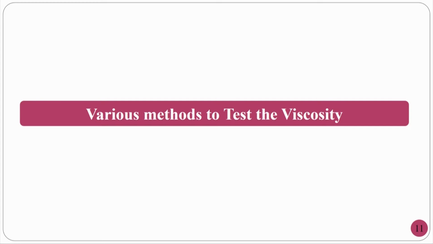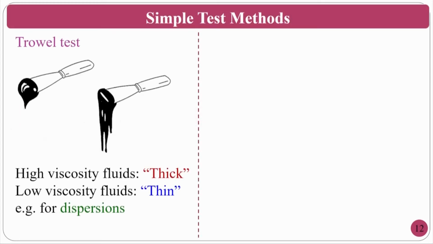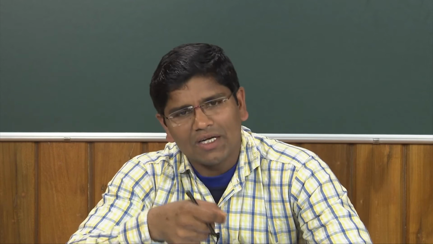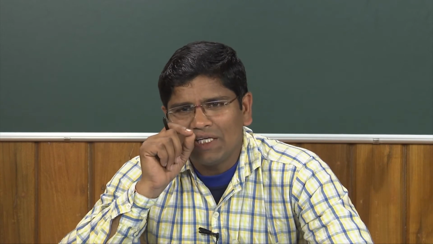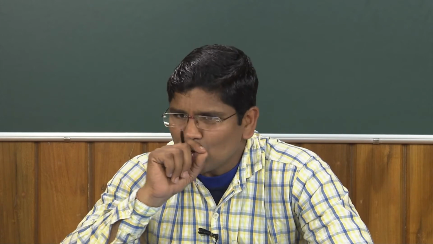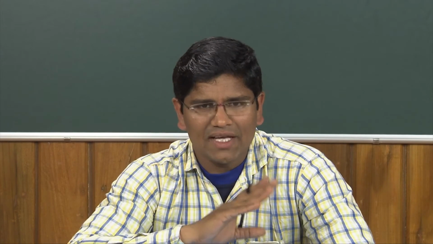Various methods to test the viscosity. A simple test, in the olden days or whenever standard rheometers were not there, people used to use the Troll test, just to classify high viscosity fluids as thick and low viscosity fluids as thin. They take a strip, a wooden strip or a metallic strip, put it into the liquid or semi-solid, and take it out. Depending on the visibility, they can say whether it is a thin or a thick fluid. But the only thing you have to observe here is that it is a qualitative statement. There is no quantity. Whether the viscosity is X or Y, you cannot say. You can say only this is a thick fluid, this is a thin fluid.